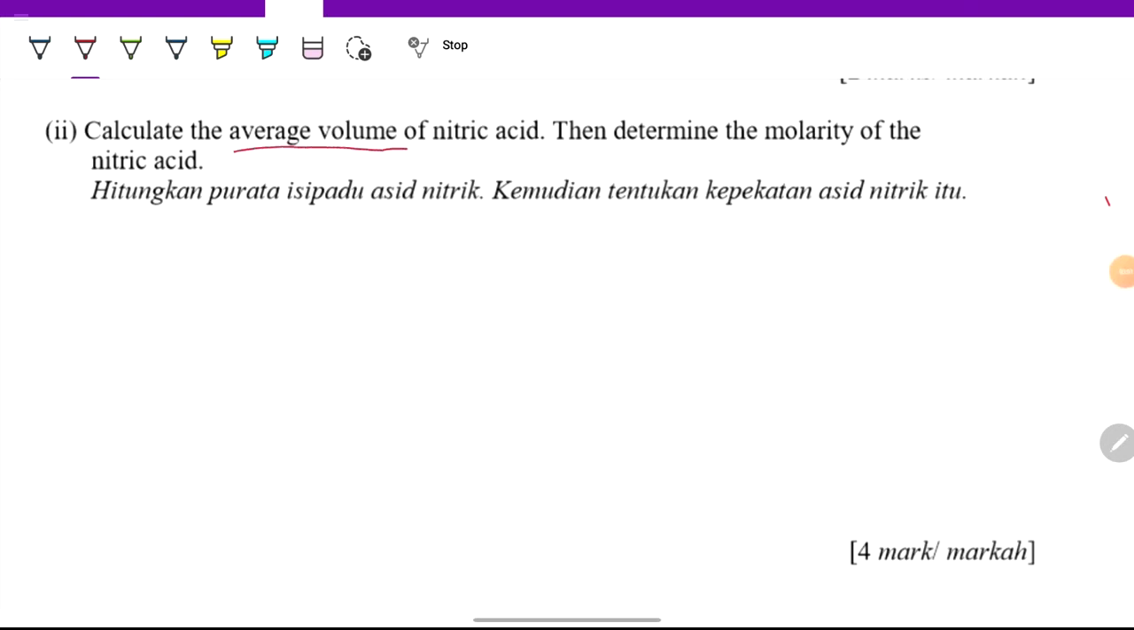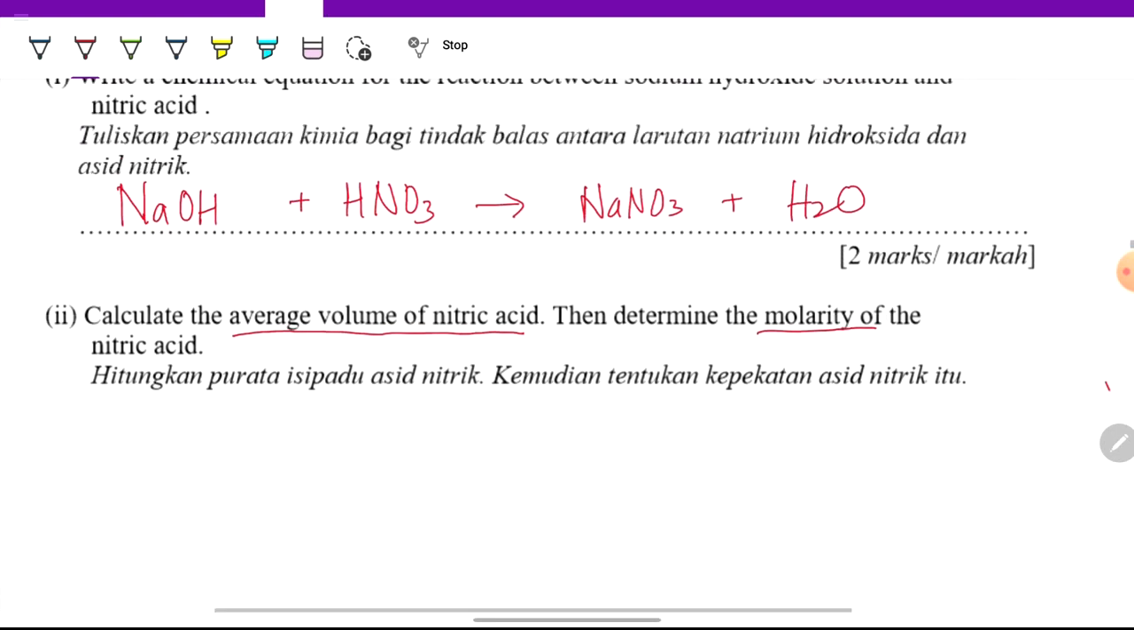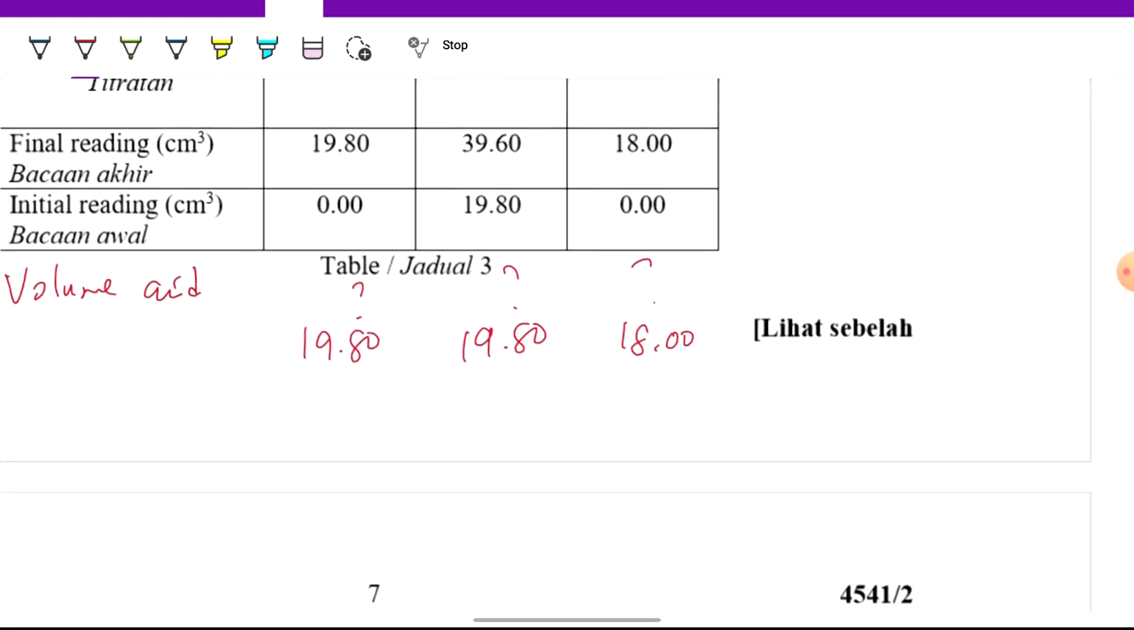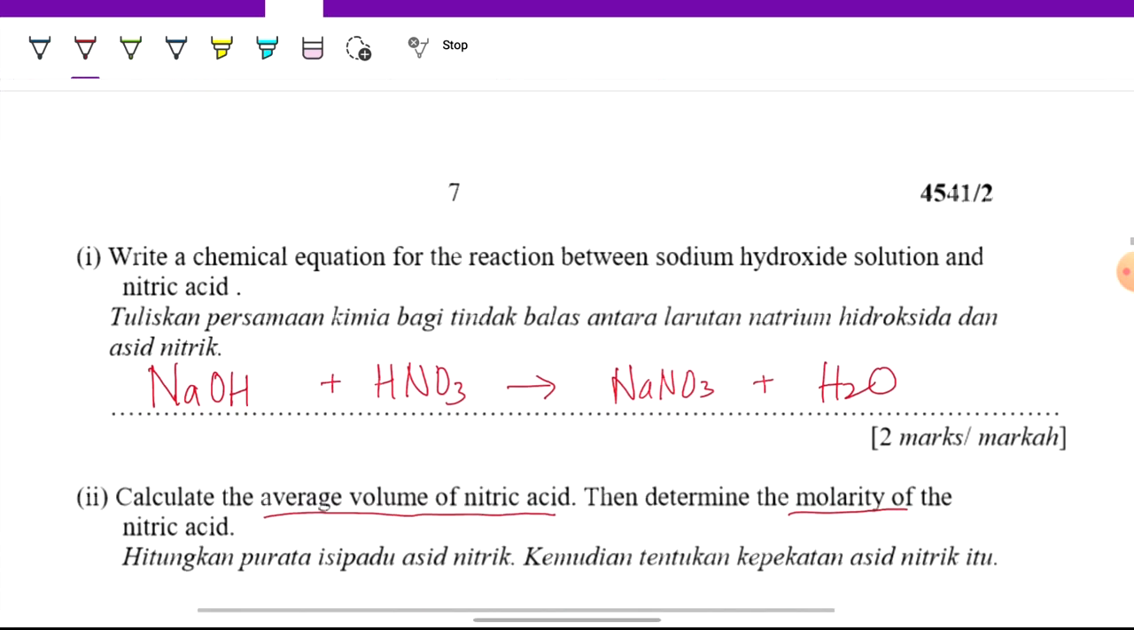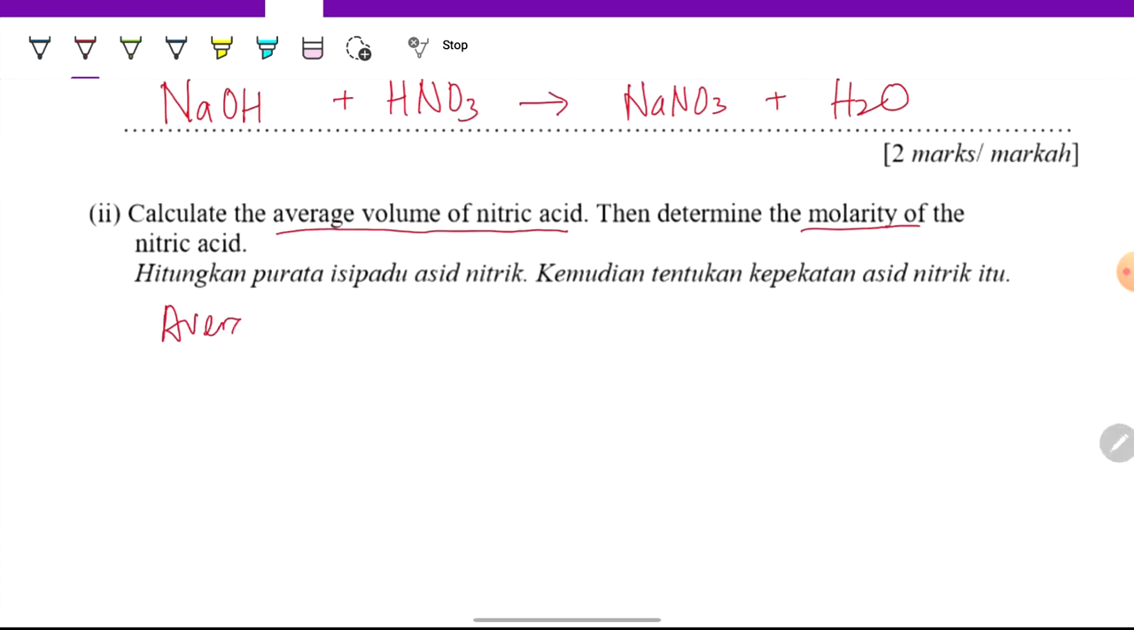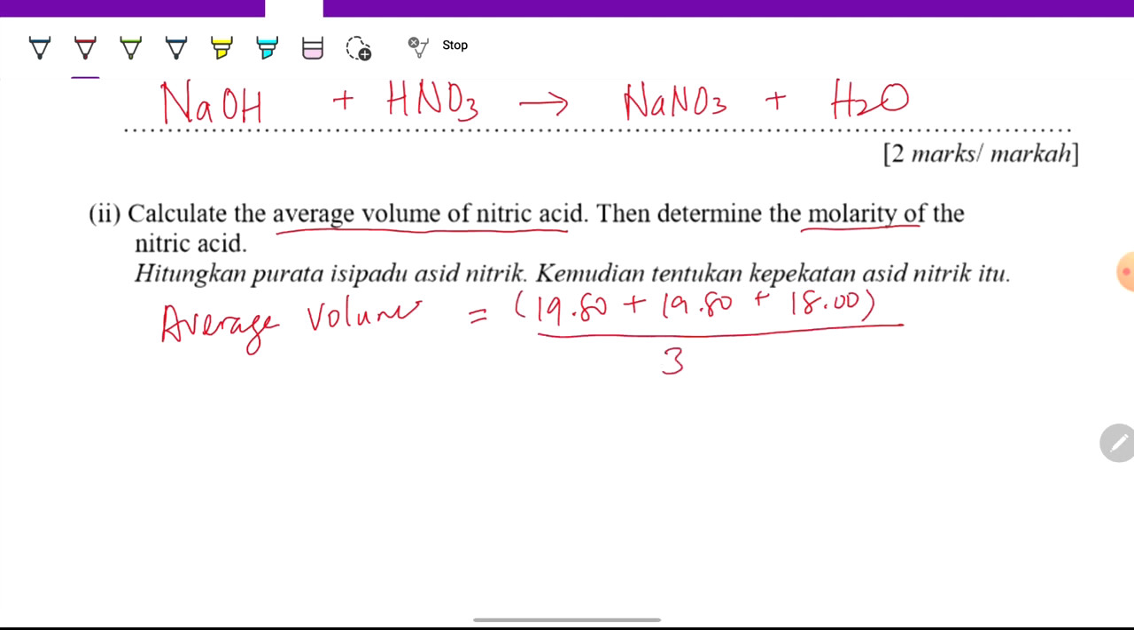Calculate the average volume of nitric acid, then determine the molarity of the acid used. First we go back to the table just now. The final minus the initial gives us the three sets of titration experiments. We have to take the average volume of acid: 19.8, 19.8, and 18, then divide by 3. You get 19.20 cubic centimeter. This is the volume of acid needed to neutralize the alkali.